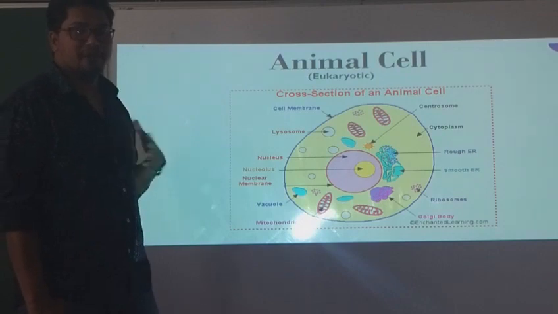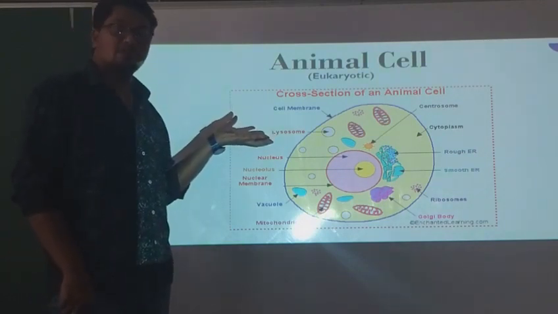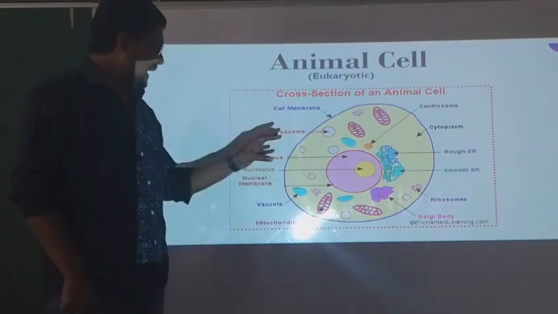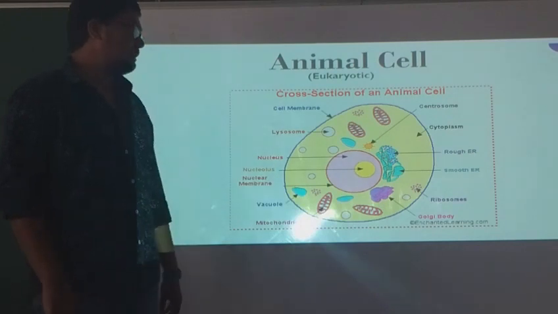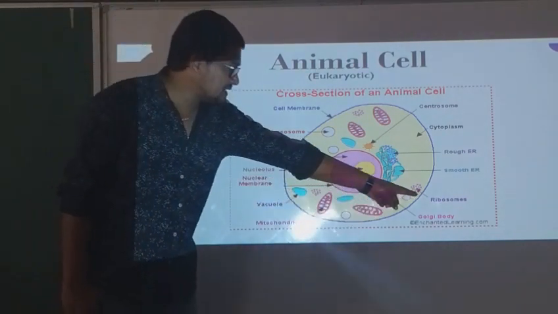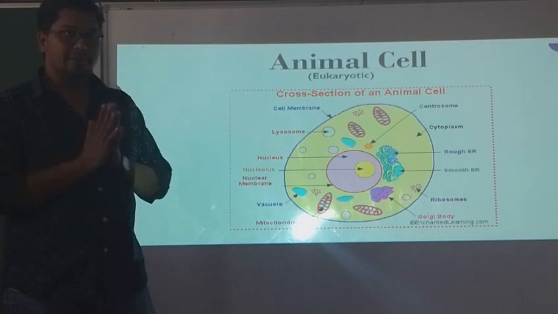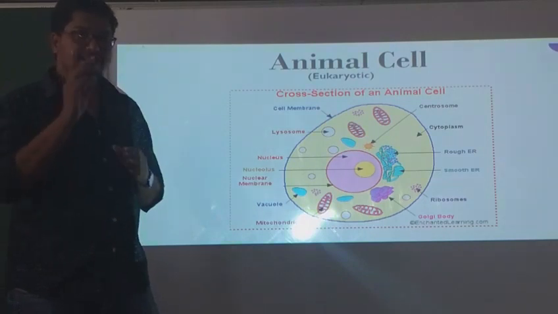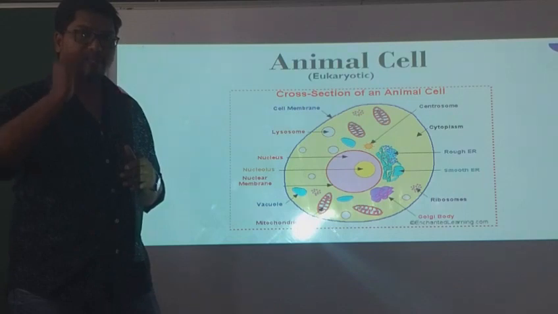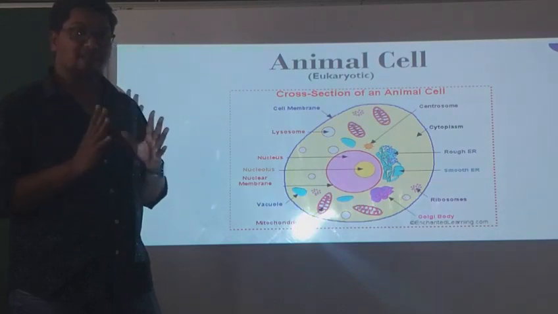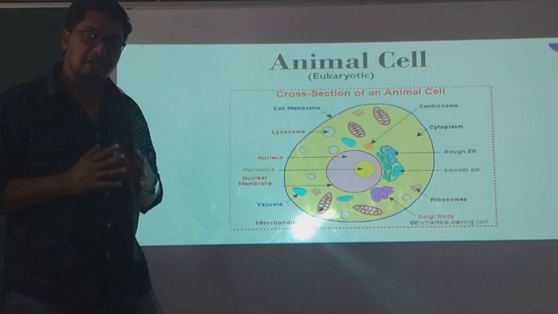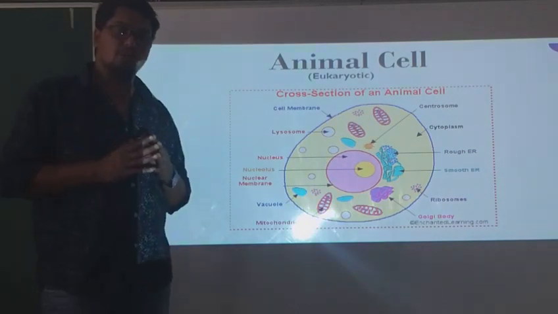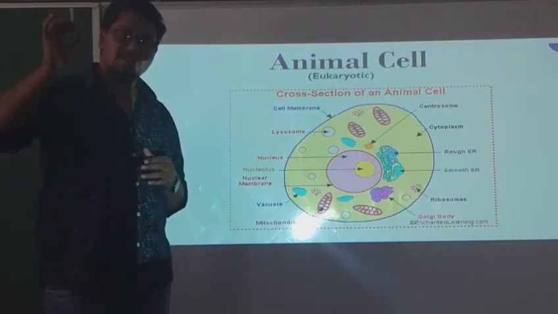Students should remember, lysosomes are popularly called suicidal bags of the cell. And one more important cell organelle, you can see here, is the ribosome. If you remember what I said, the only cell organelle which is common for both prokaryotic cell and eukaryotic cell is the ribosome.